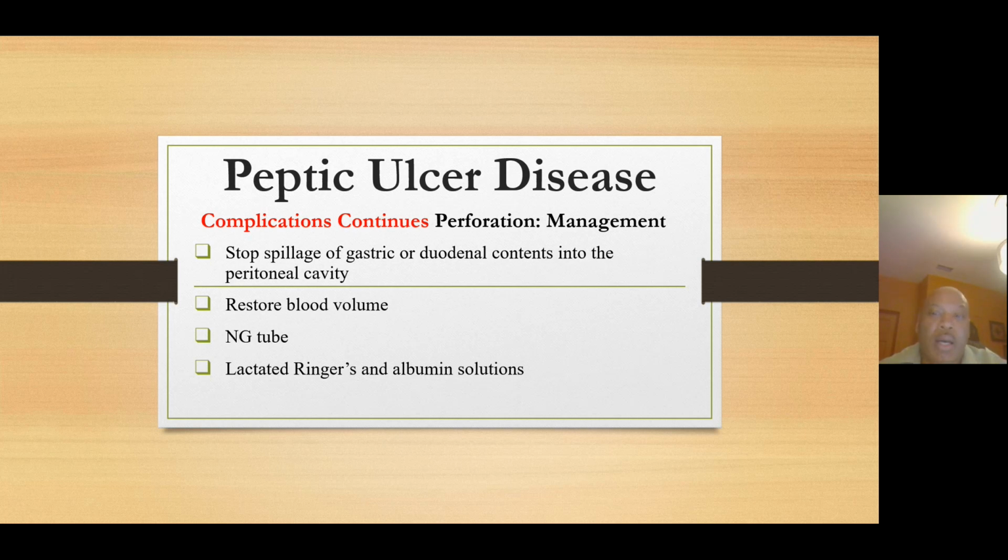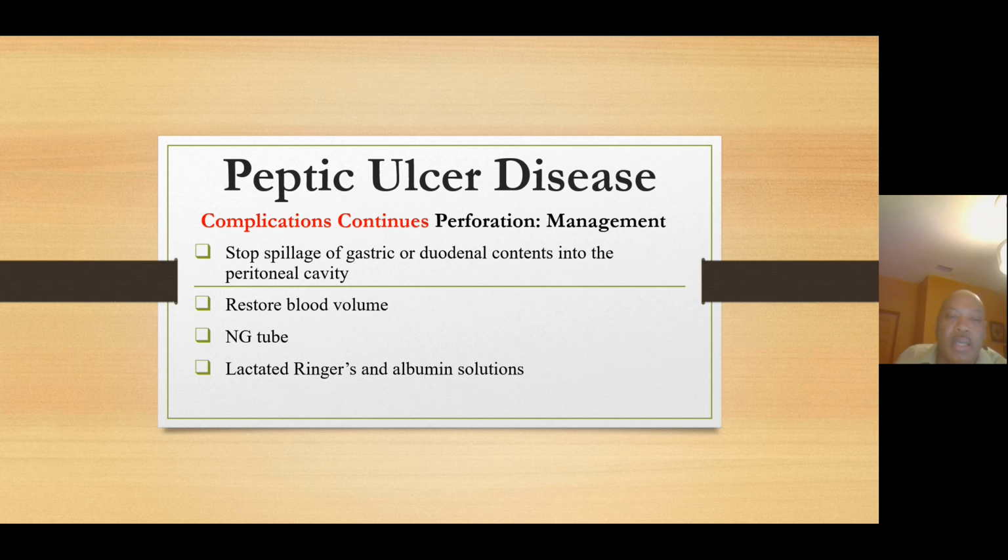All right. So management of perforations is important. We want to stop the spillage of the gastric or duodenal contents into the peritoneal cavity. We also want to restore blood volume by giving IV fluids, right? And an NG tube to decompress the abdomen. And also lactated Ringer's and albumin solutions. And this will restore the vascular volume that is depleted in this patient due to this particular disorder.